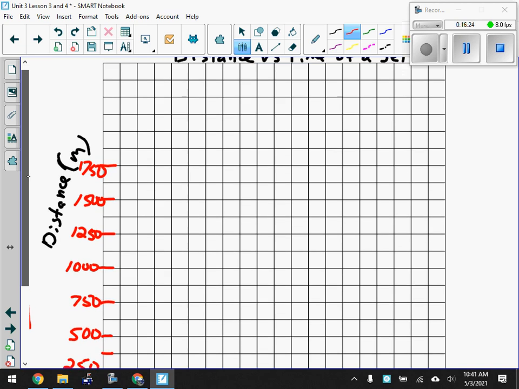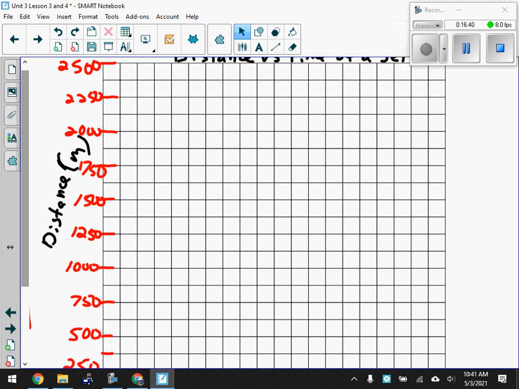1,750. This would be what? 2,000. This would be 2,250. And this should be what? 2,500, which I believe is our highest number on this graph. Okay. Perfect. Okay, so I want you to go ahead and do this, please.